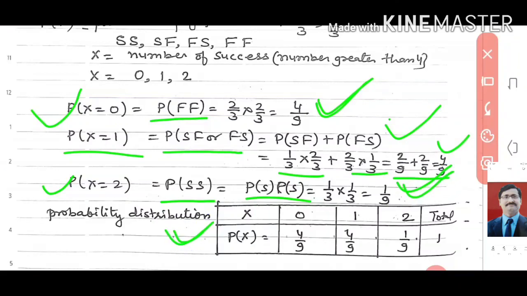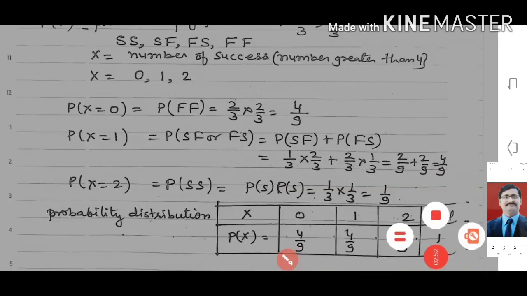So for X = 0 we get 4 by 9, for X = 1 we get 4 by 9, and for X = 2 we get 1 by 9. These all we write in the probability distribution table format. So look here, X = 0, 1, 2 and P(X) is 4 by 9, 4 by 9 and 1 by 9, and the total will be 1. So this is called the probability distribution table. Hope you understand this. Thank you.